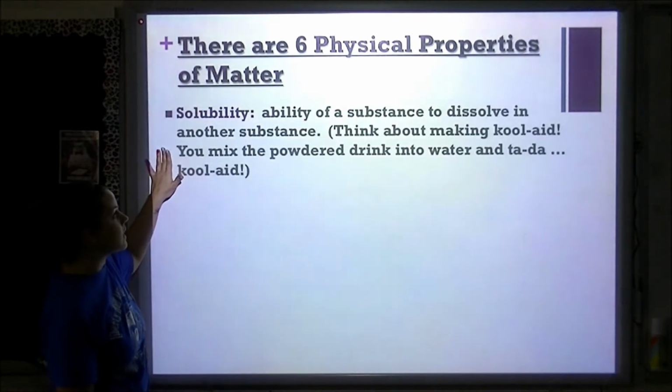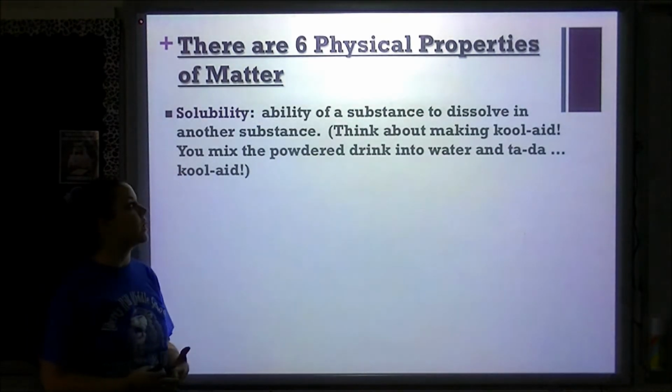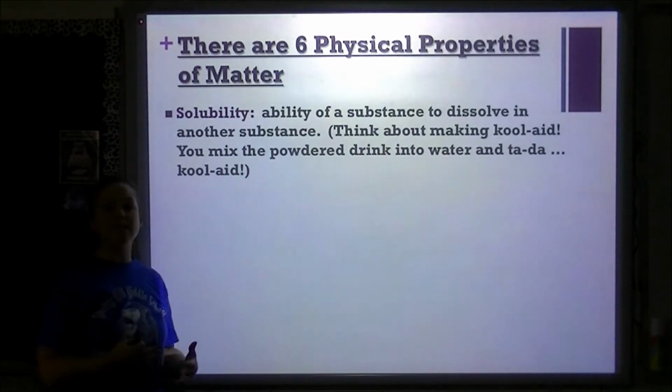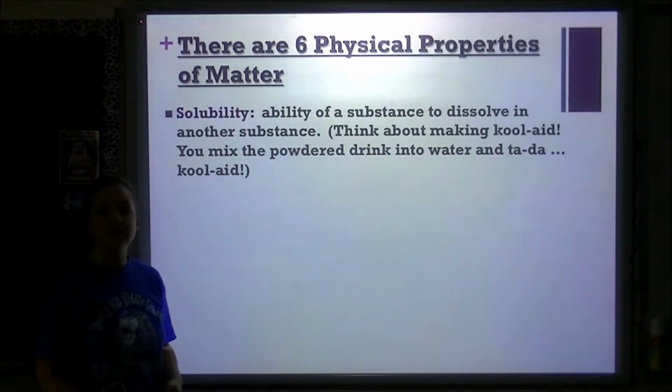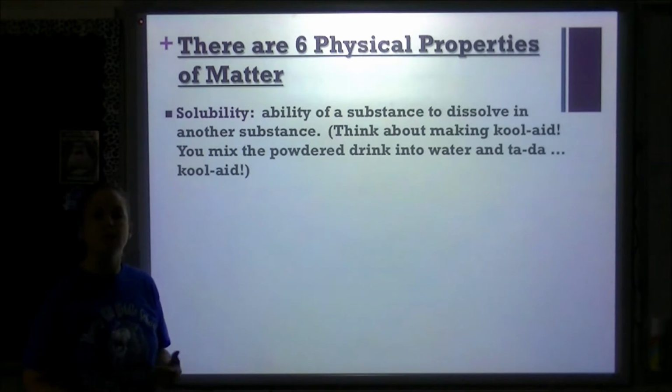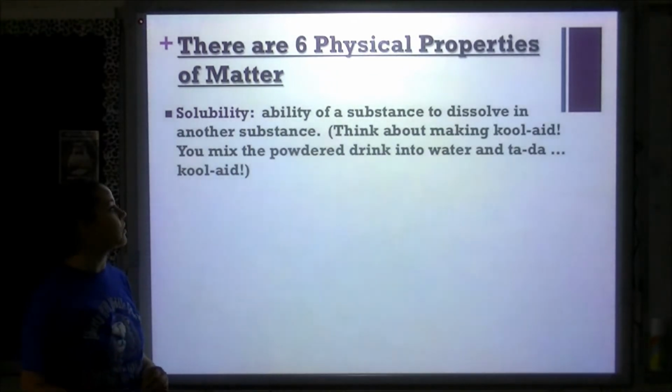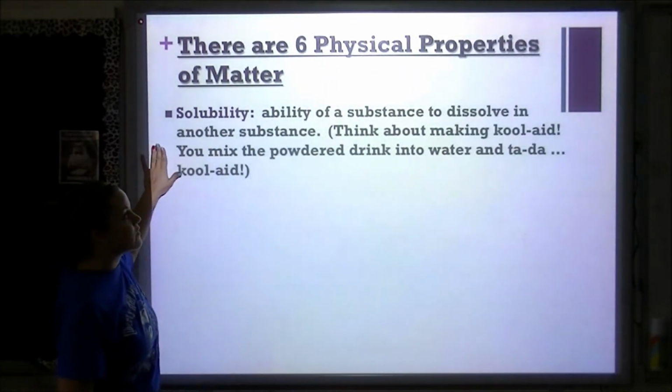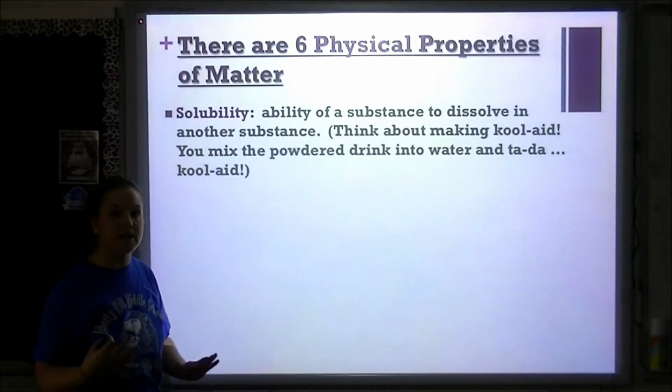We have solubility. This is a new vocabulary word. It's the ability of a substance to dissolve in another substance. Think about making Kool-Aid. When you pour the Kool-Aid powder in the water, what does it do? It dissolves in the water. The Kool-Aid is soluble. So solubility is a physical property. We don't have a chemical change happening there.